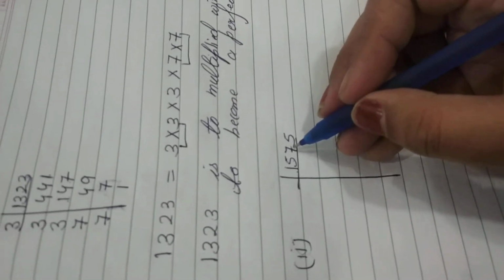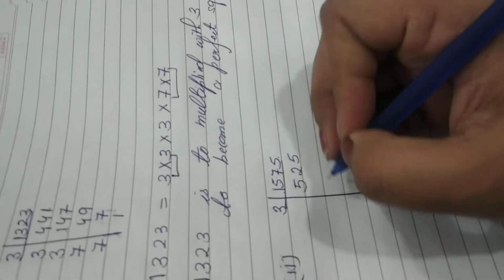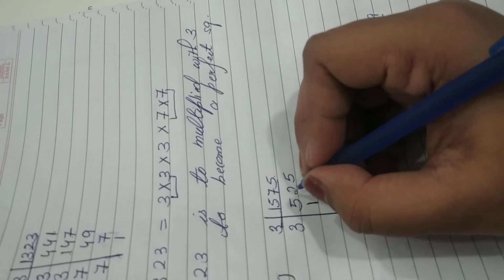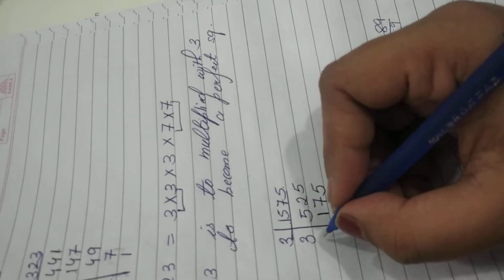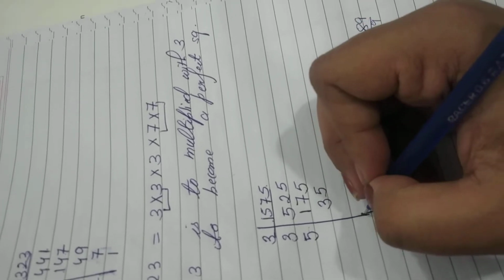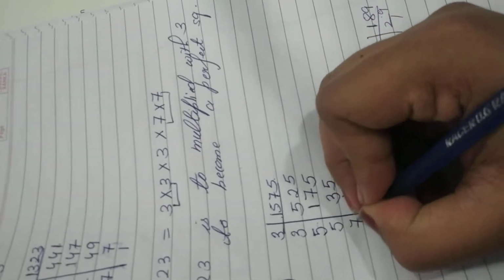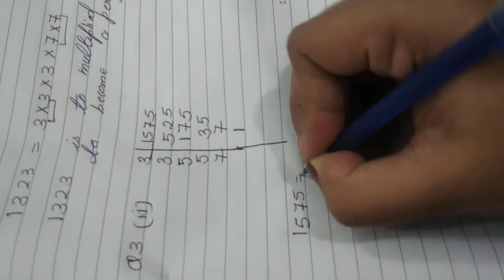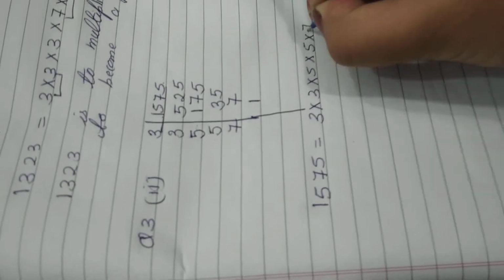Okay, this will go by 3: 3 fives are 15, 3 twos are 6, 3 fives are 15. Again 3 ones are 3, 3 sevens are 21, 3 fives are 15. Then it will go by 5: 5 threes are 15, 5 fives are 25. Then 5 sevens are 7, 7 ones. So 1575 is 3 into 3 into 5 into 5 into 7.